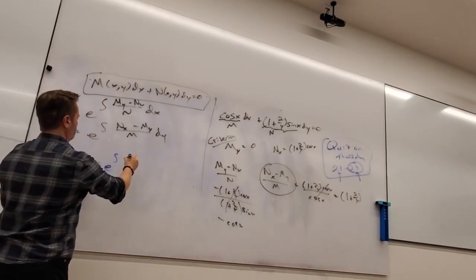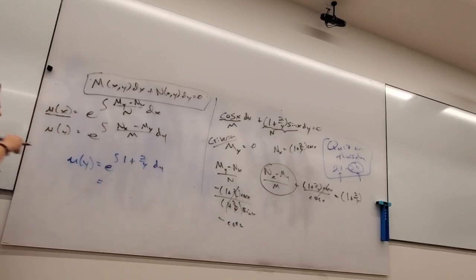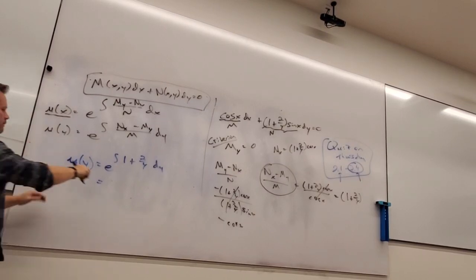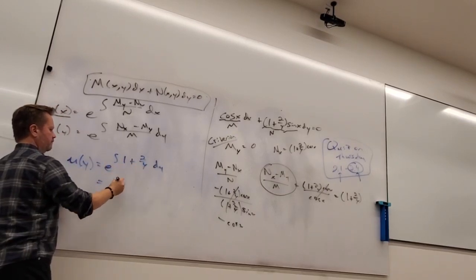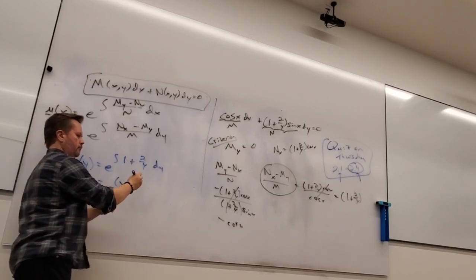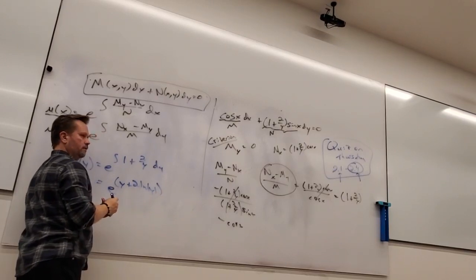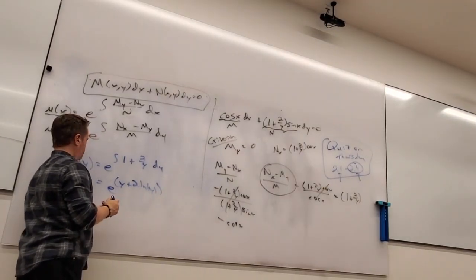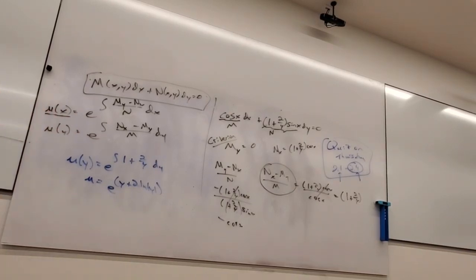E to the integral of 1 plus 2 over y, dy. Gosh, I'm just not going to let it go. I've got to look over whatever I made a mistake about. And of course, what does this become? 2 ln y? Okay. I like this. So that's mu.